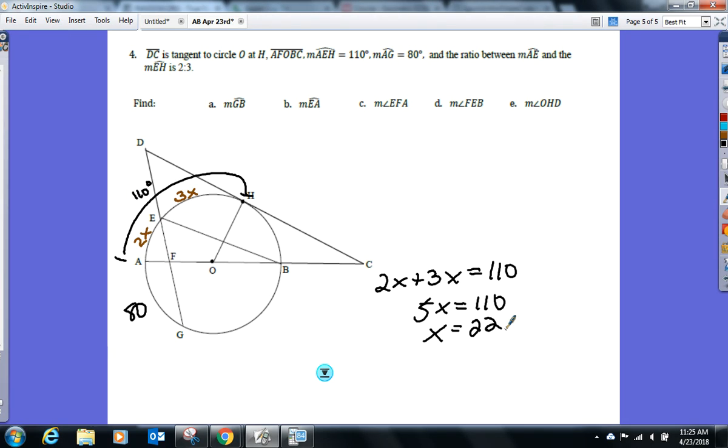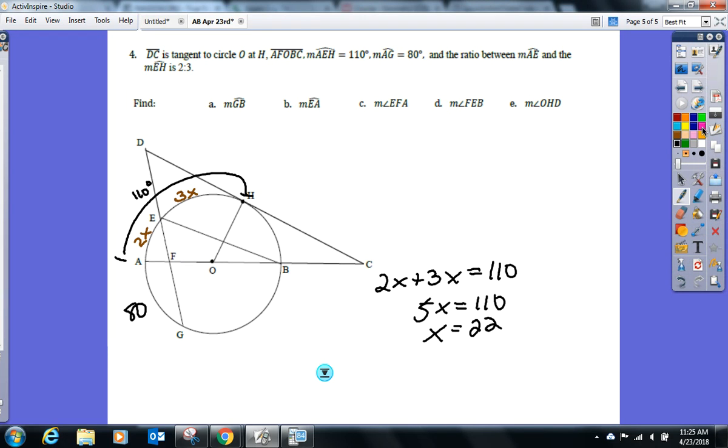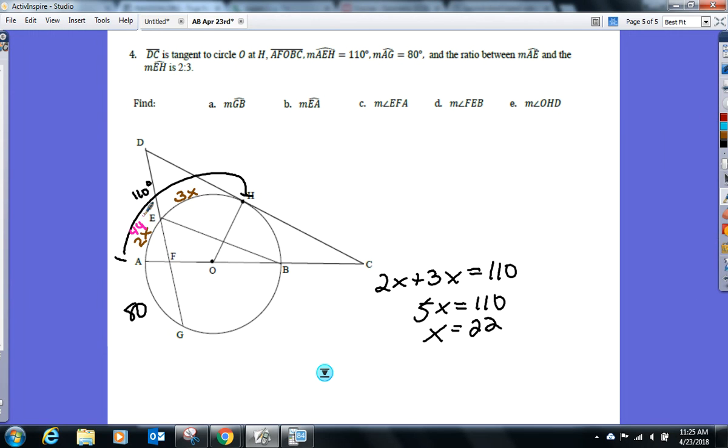Take it, plug it back in now. Find out what the actual measure of AE and EH are. Instead of 2x, it'll be 44 degrees. So if you want to erase it, put a 44 on top, whatever floats your boat, so you know it's 44. And what about EH now? 66 degrees. Got it. Haven't even looked at the darn choices yet up here.